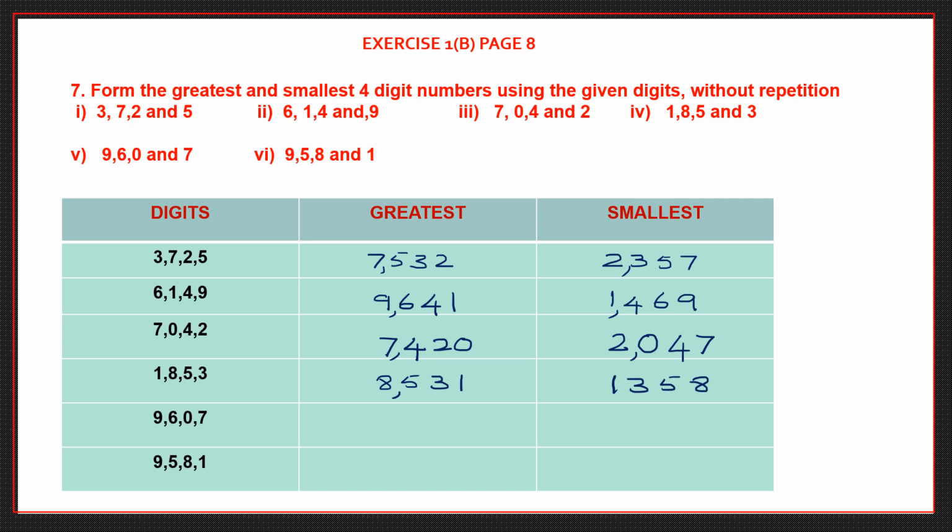Comma in the right place: ones, tens, hundreds, comma. So our number is 1358. Next one, here we have 9607.